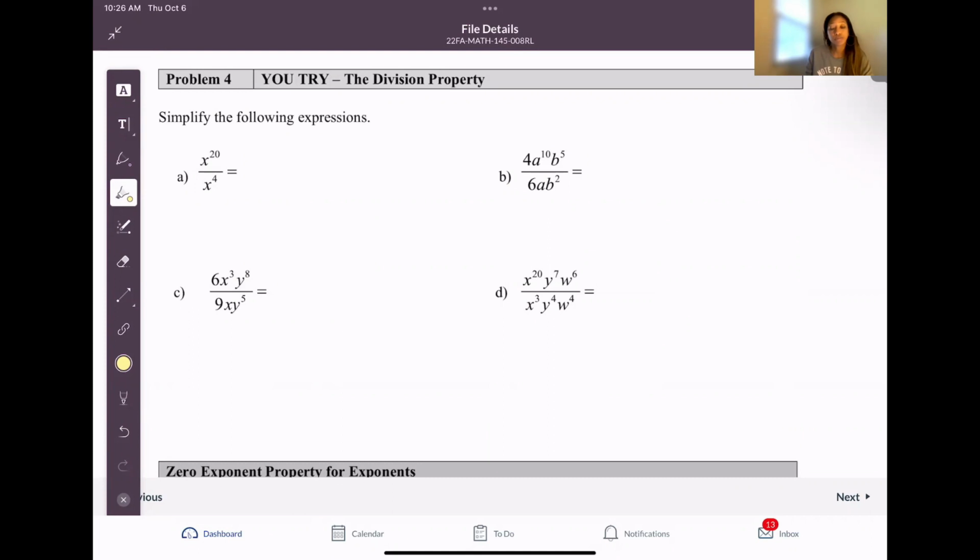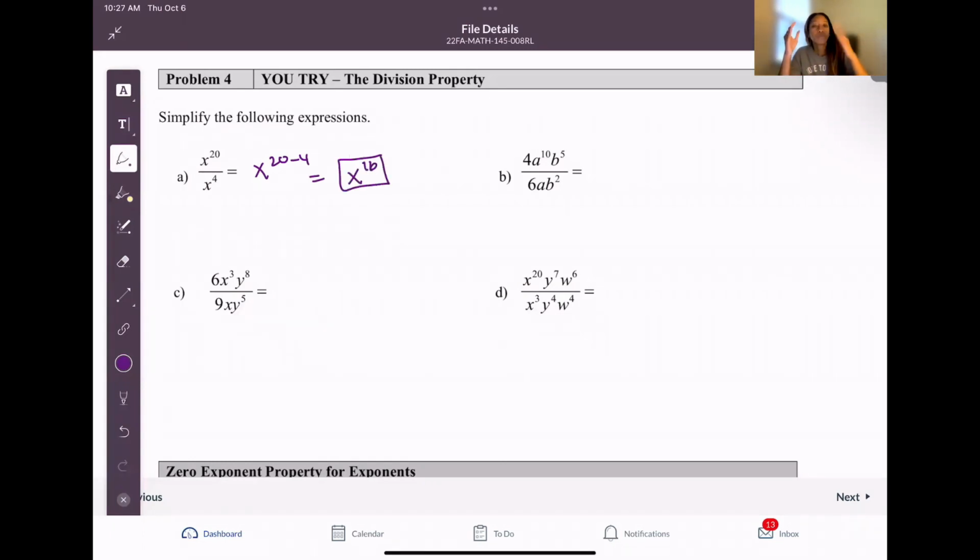All right, so for the division property, we're subtracting exponents. The numerator exponent minus the denominator. X to the 20th over x to the 4th. This would be x to the 20 minus 4, which is x to the 16th power.